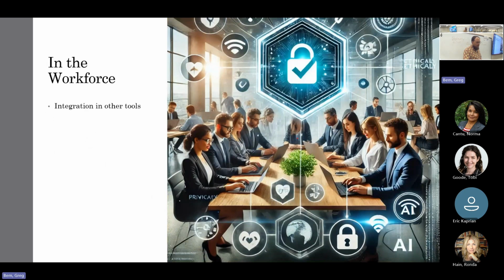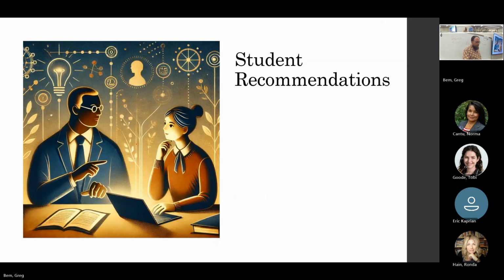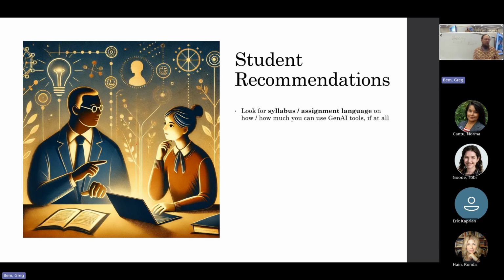I'm going to wrap up because we're at time. Again, you can look at these slides on your own. For those folks in the room that are students, here are my recommendations to you before you get out of here. First, look at the syllabus and assignment language in every class that you're in. Different professors have different opinions on Gen AI. Always just start with the syllabus and assignment. And if it's not there, ask your professor directly what they expect when it comes to Gen AI. Communicate with your professor about those expectations.